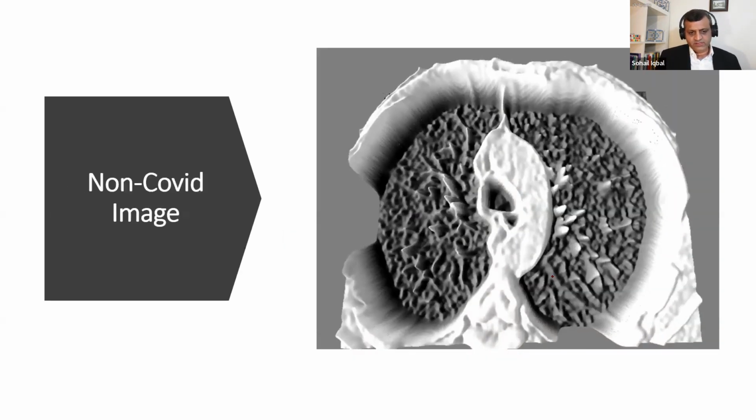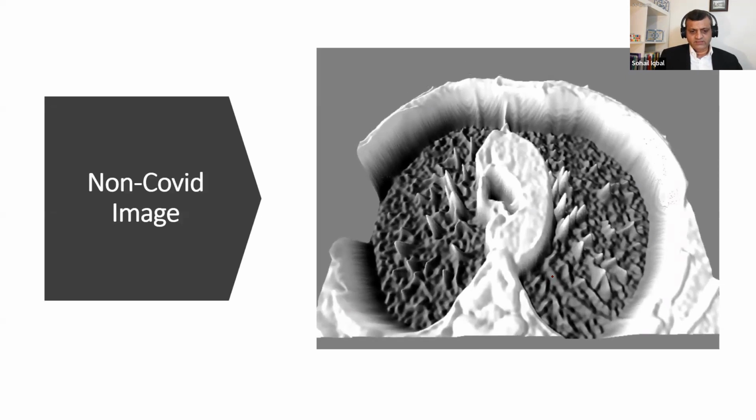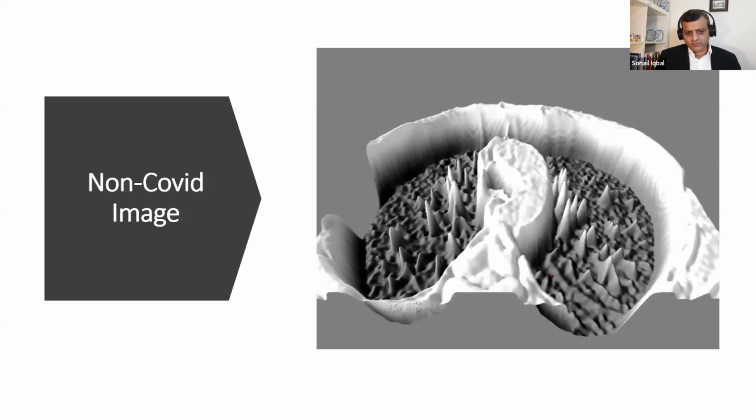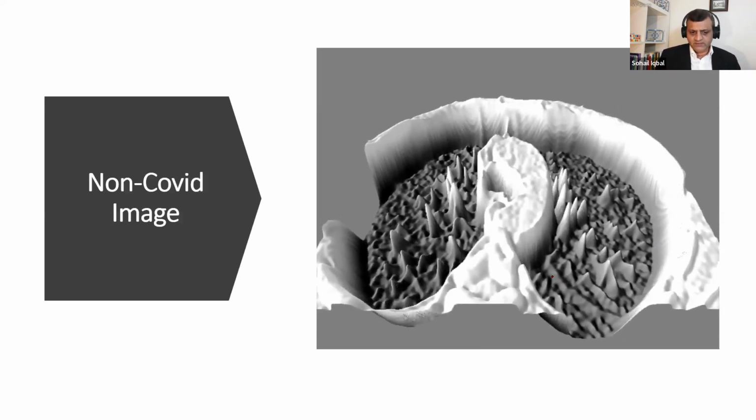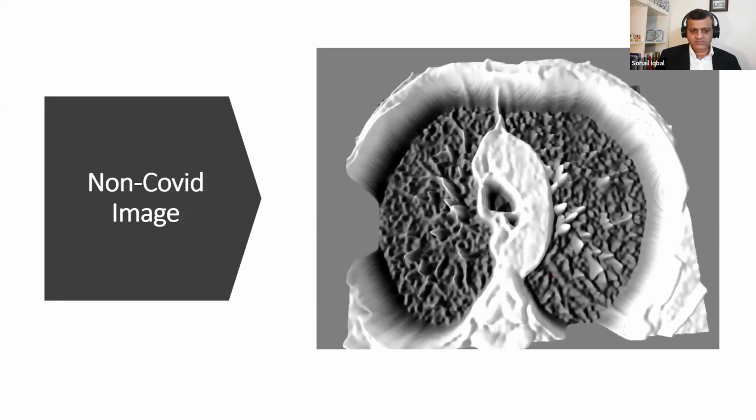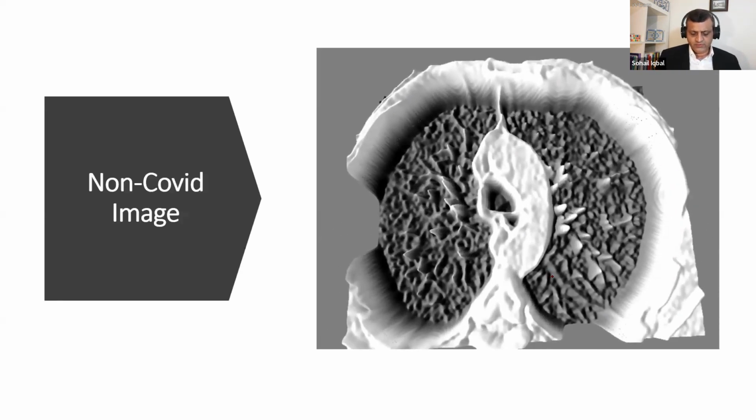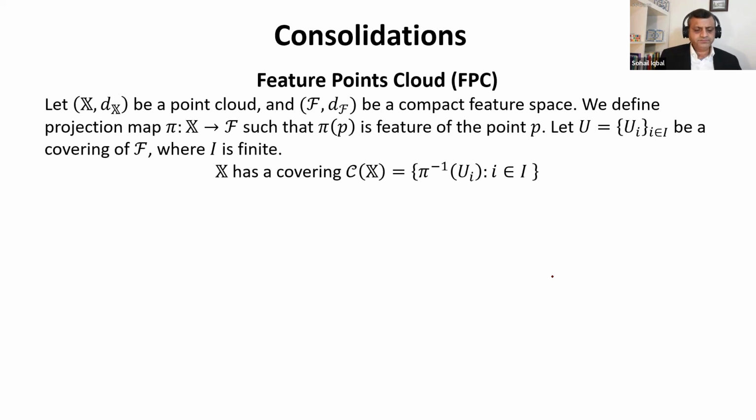Okay, and as you can see, this is a non-COVID image, and there are some mountains which are the natural structure of the lungs, but they are not very huge. And if you vary the filtration parameter, then they will disappear after some value of the filtration parameter. So the problem at hand is the intensity plots and their associated two manifolds. We want to differentiate two manifolds.